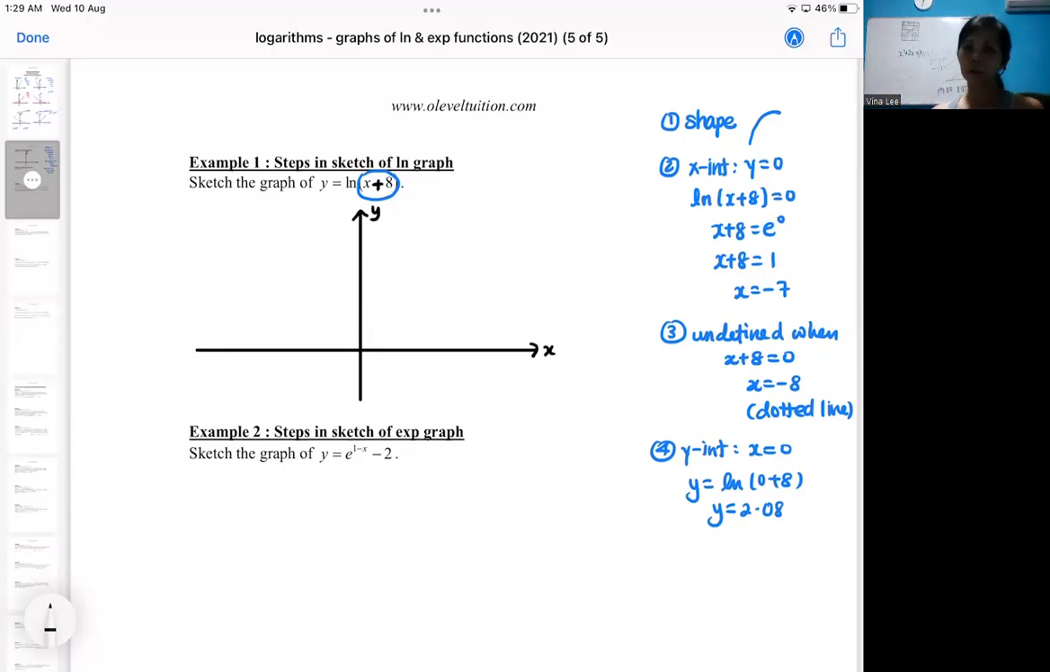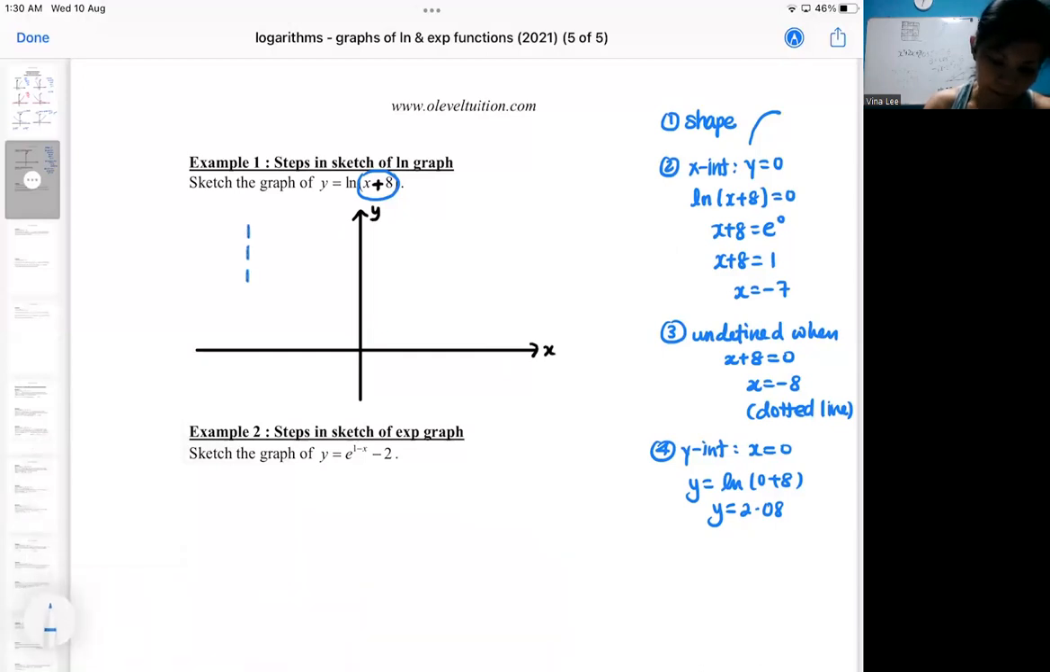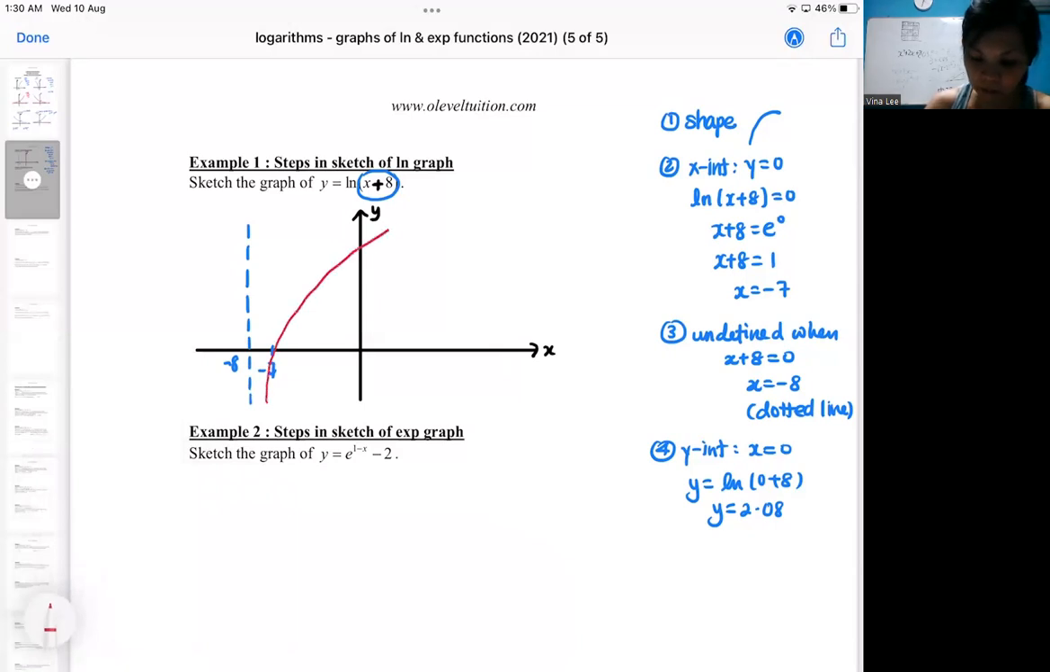So now I'm going to put everything together. Okay, so I got a dotted line already. So the dotted line is somewhere here, -8. And I know that it's going to cut at -7. Okay, and I know that the shape will be in that manner. So actually, if I draw, I will get something like this. So this part will be the y-intercept that I calculated. So that's how the shape looks like.